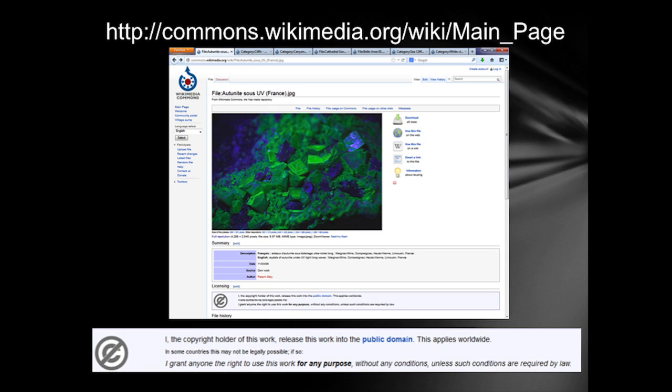I like Wikimedia. It hosts numerous types of media. This particular one, we were looking for background images, and we were looking for this symbol. This symbol means it's public domain, which means that anyone can use this work for any purpose without any conditions, unless there are some conditions required by law.